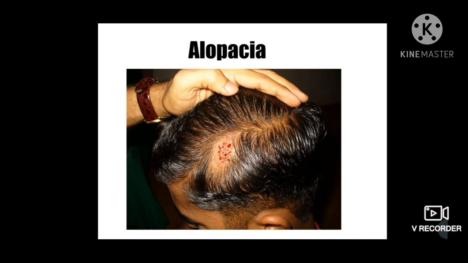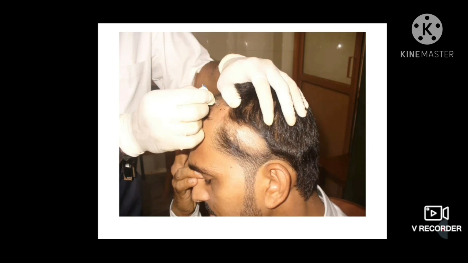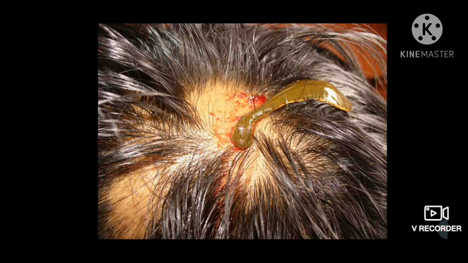In alopecia, we are doing initial kuttana or initial suji vedha over that area, and after suji vedha we are applying leech over that area in order to do an anticoagulant therapy there.